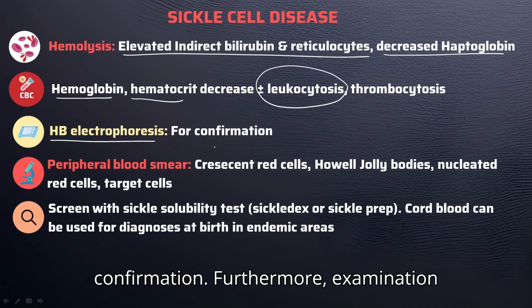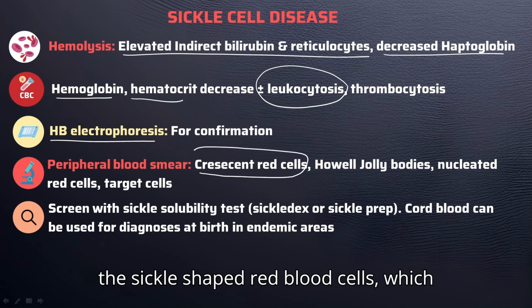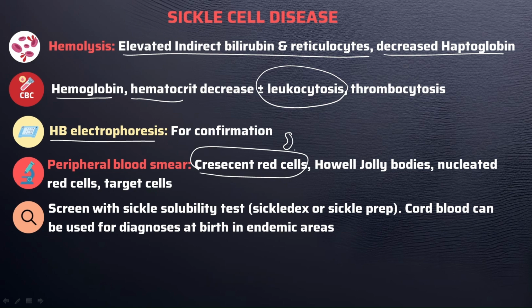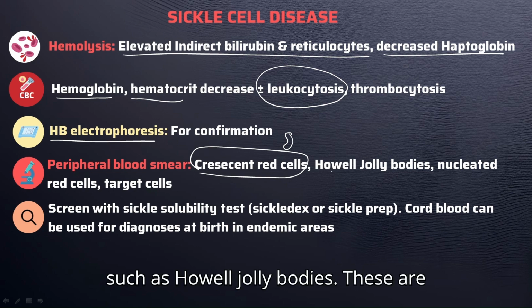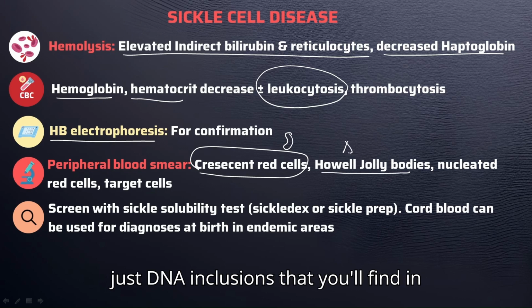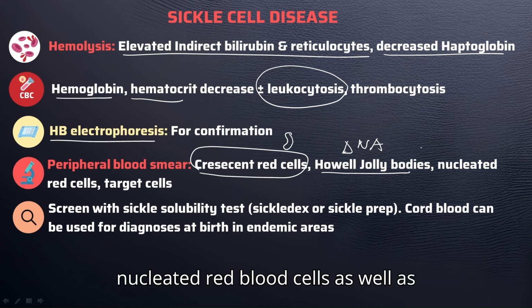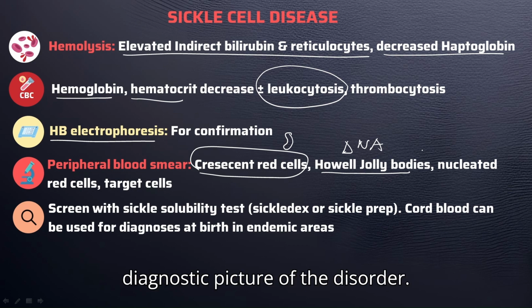Furthermore, examination of peripheral blood often reveals characteristic crescent or sickle-shaped red blood cells, which look somehow like this. There may also be additional findings such as Howell-Jolly bodies. These are just DNA inclusions that you find in the red blood cells, and nucleated red blood cells as well as target cells may also be seen, which may all contribute to the diagnostic picture of the disorder.